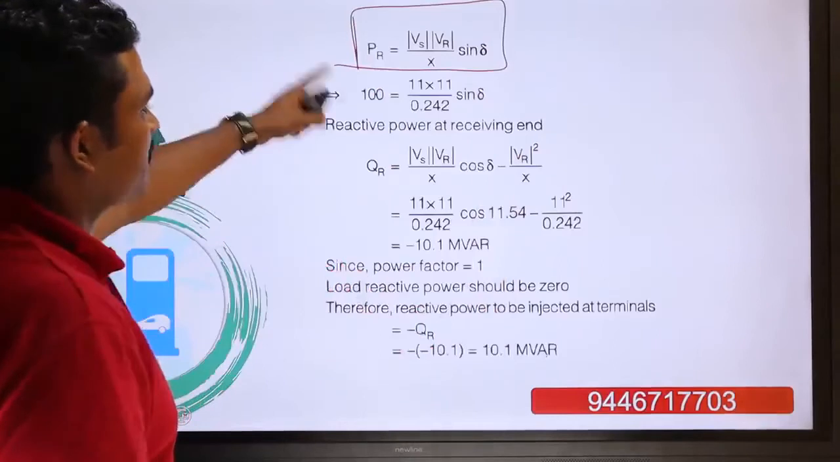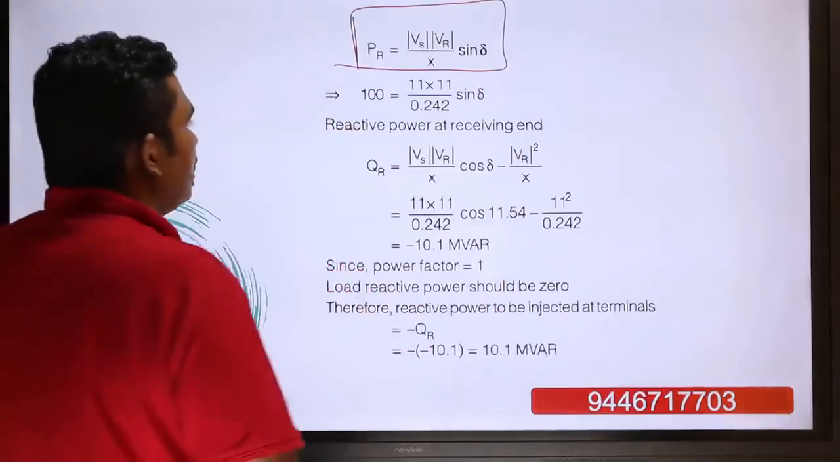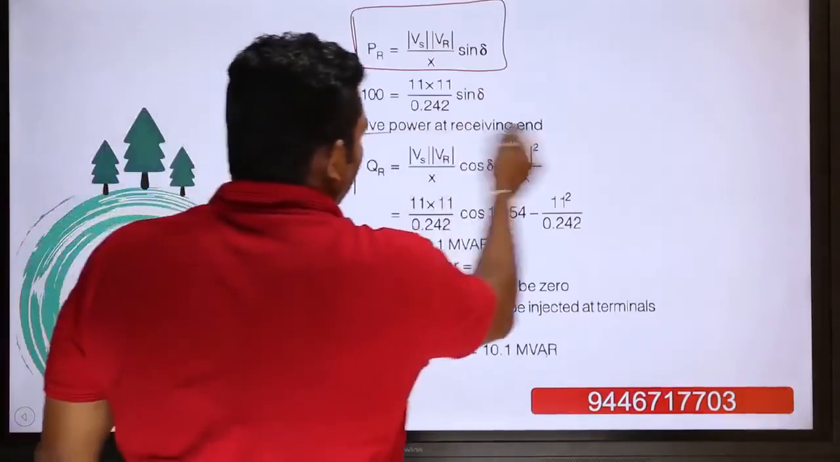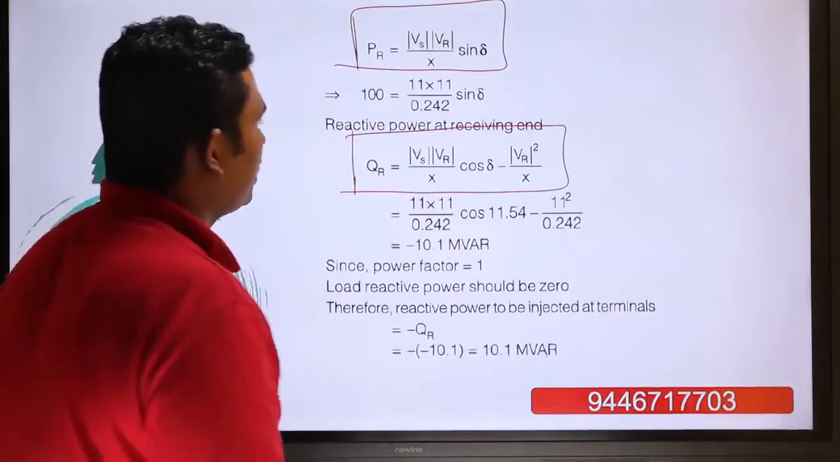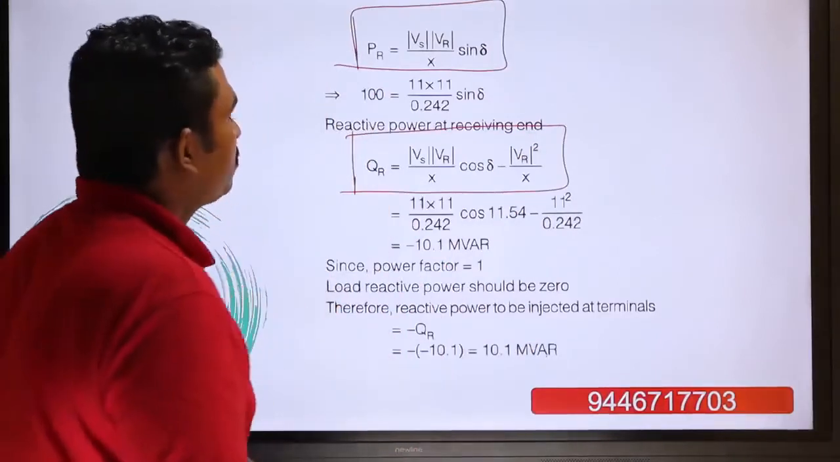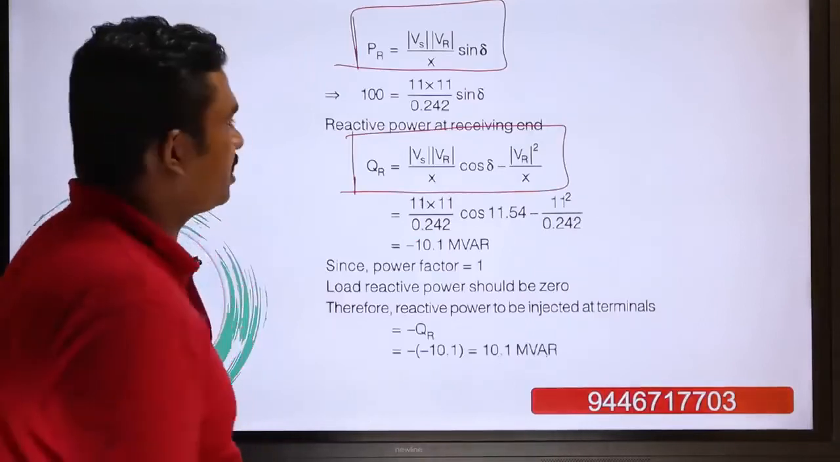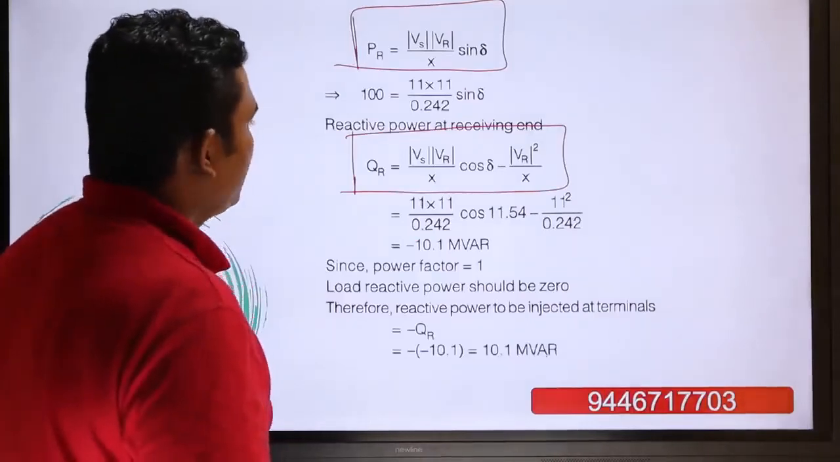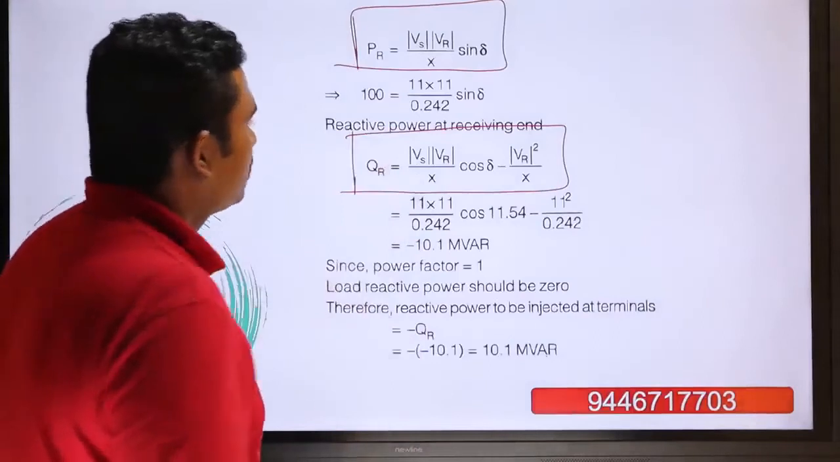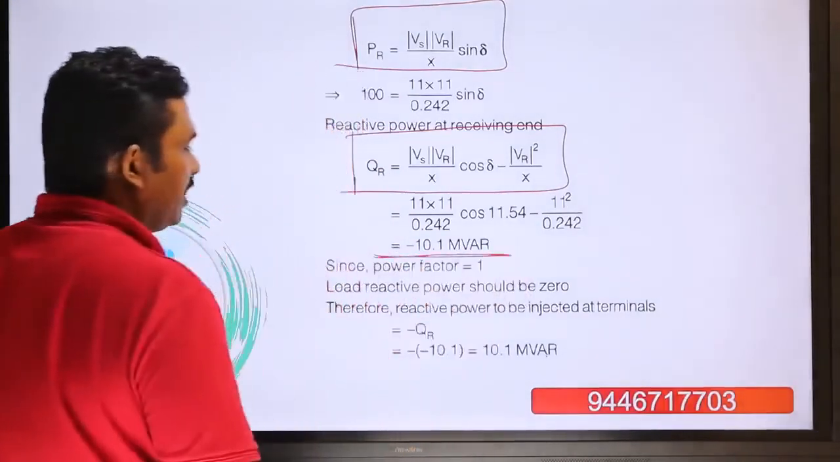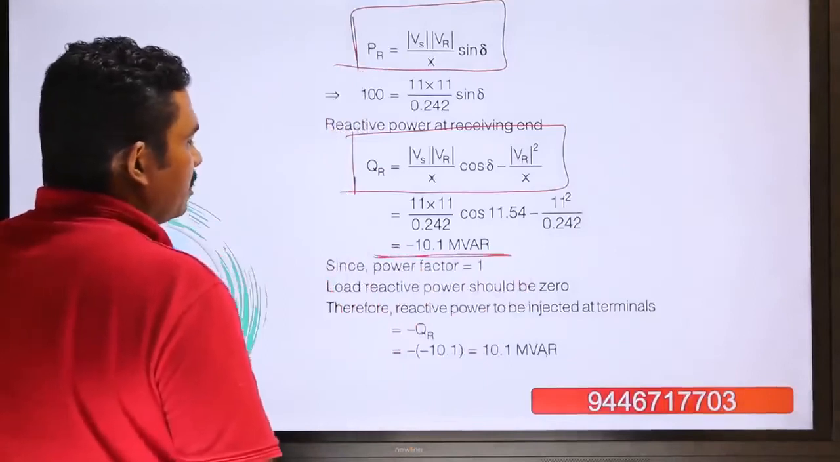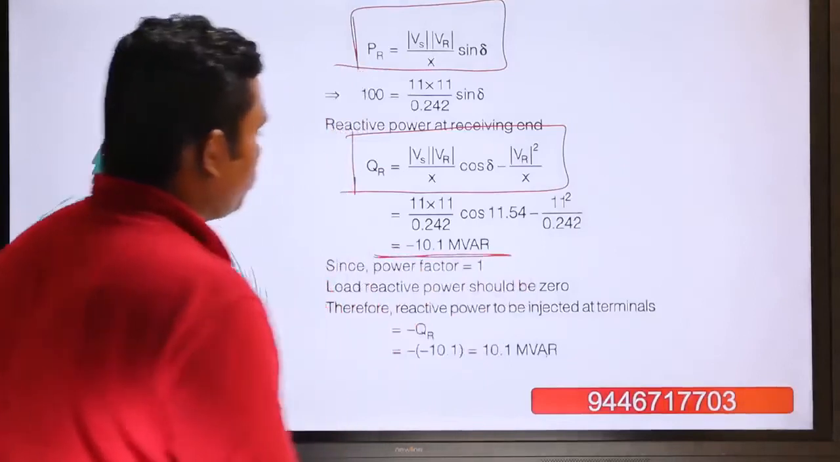So this is the equation with respect to the real power. And with respect to the reactive power, this is the equation of QR, which is equal to |Vs||Vr| divided by X cos delta minus Vr square divided by X. So here in this we know all the values. So our QR value is obtained to be minus 10.1 MVAR. So power factor is to be kept to unity.